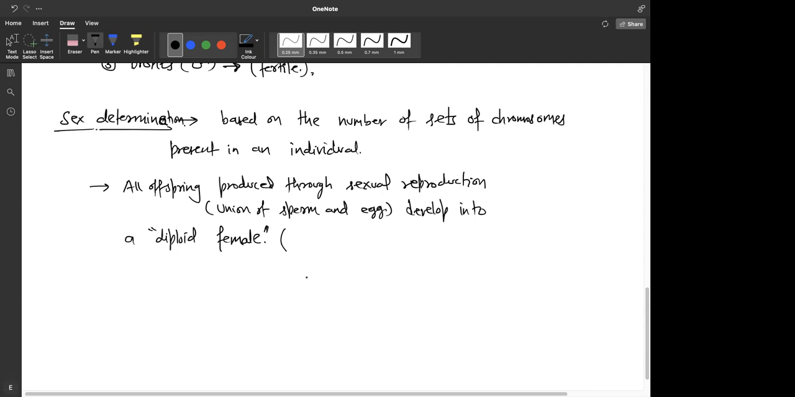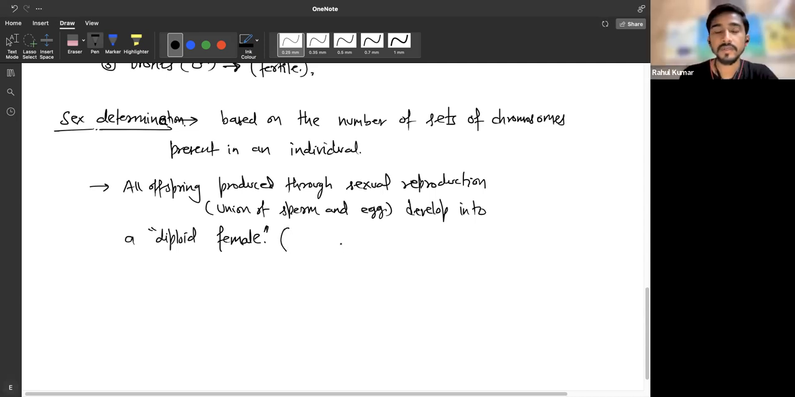Yes, sir. Females are always diploid. So their sex determination is based on the number of chromosome sets they have. If it is a diploid set, then it is a female. And there are two types of females, either queen or workers. Both are produced the same.